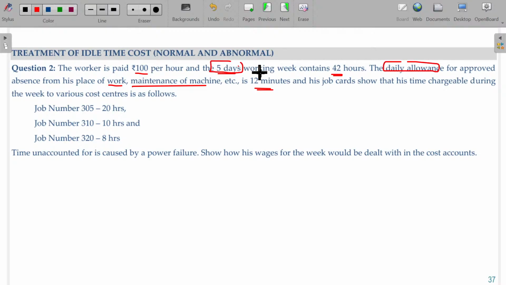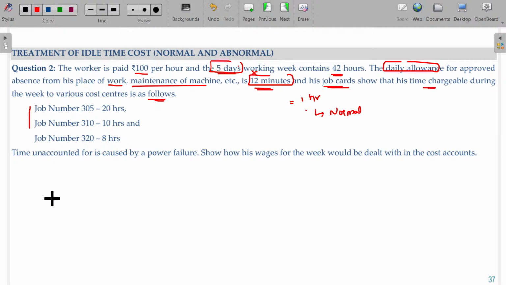For a week of 5 days, 60 minutes or 1 hour may be lost. This one is approved absence, means normal one. The cost we pay for this can be recoverable from the customers only. And his job cards show that his time chargeable during the week to various cost centers is as follows.